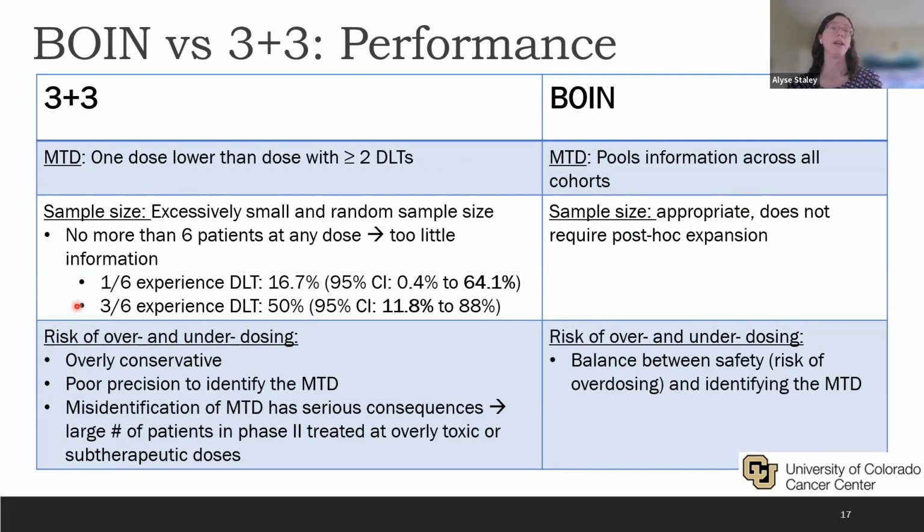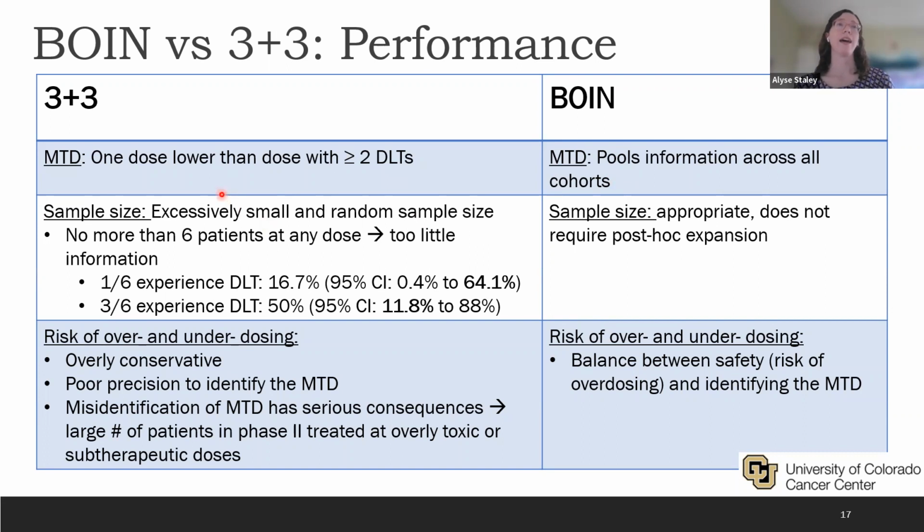BOIN is also superior in terms of its performance. First, the 3+3 design calculates the maximum tolerated dose as one dose lower than the dose that got at least 2 DLTs. So if dose level 3 had 2 patients with DLTs, then dose level 2 would be your MTD. And this isn't based on much information. In contrast, the BOIN design pools information across all cohorts to get a more informed decision of the MTD.